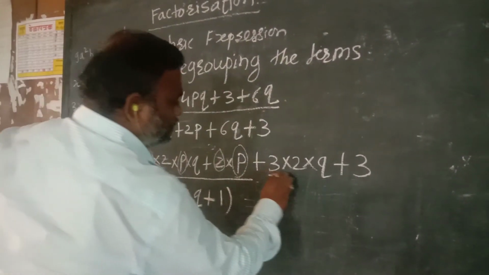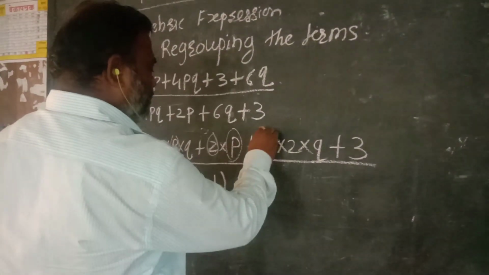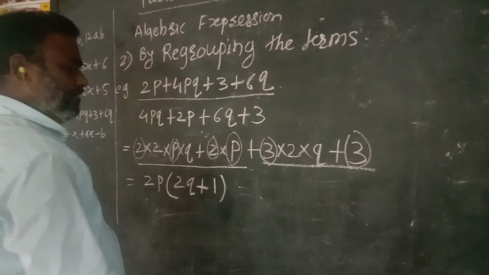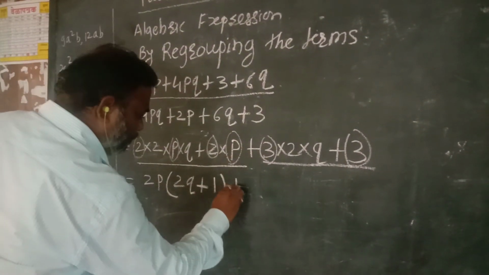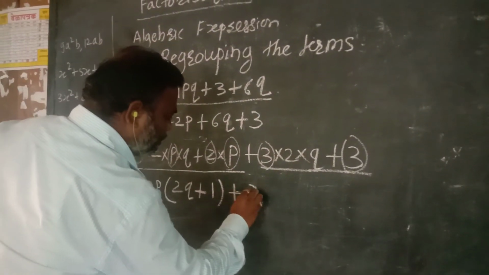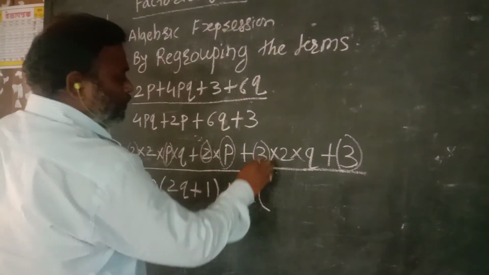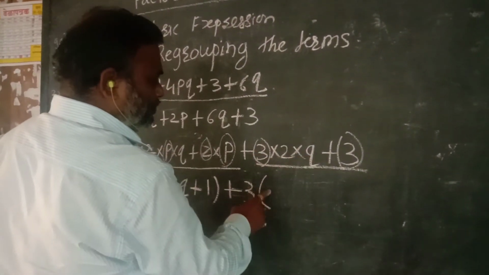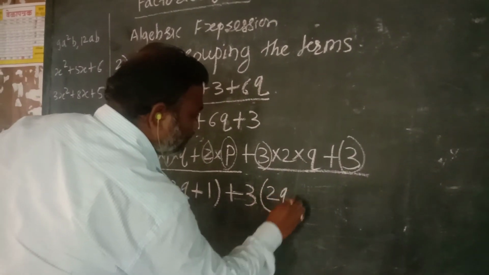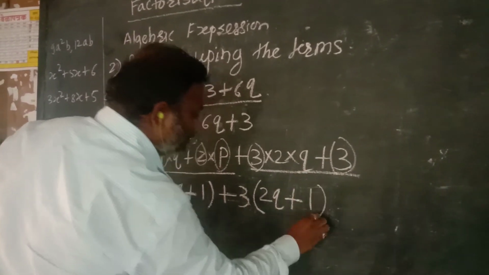Similarly for the last two terms we have to check first the common factors. Here the common factor is only 3. The sign you have to put is the same as above. Here only 3 is common, so we can take out the common 3. We have to place the remaining terms in the bracket. Here remaining is 2q. Sign is plus. Here nothing is balanced, hence we have to put 1.